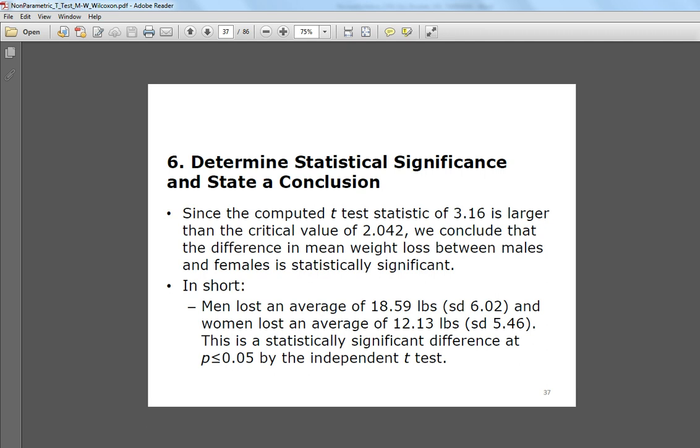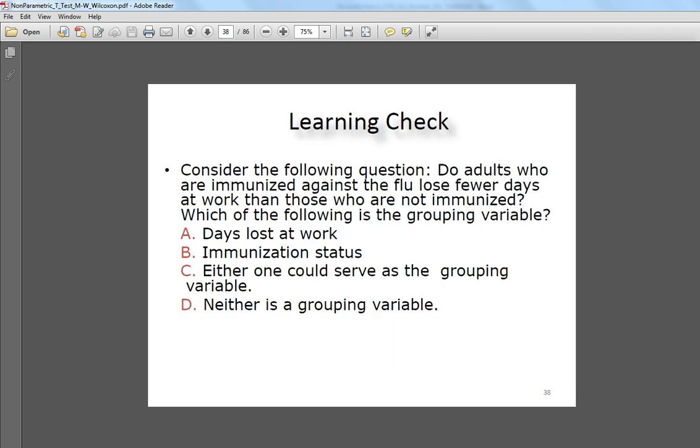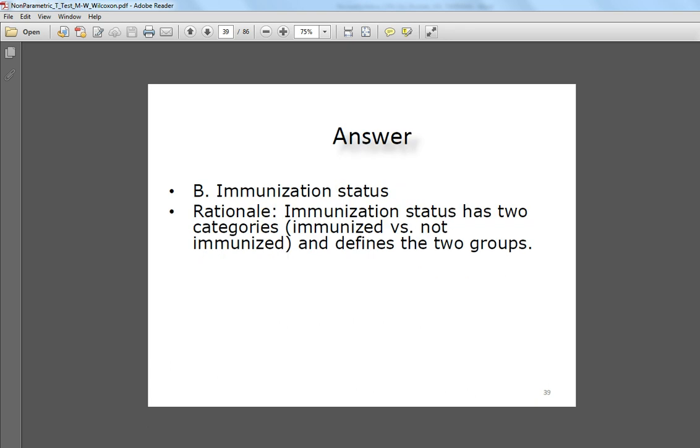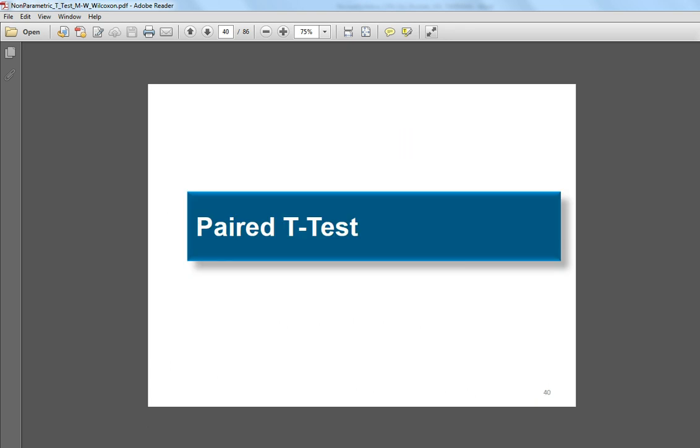In short, men lost an average of 18.59 pounds with a standard deviation of 6.02, and women lost an average of 12.13 pounds with a standard deviation of 5.46. And this is a statistically significant difference at a p level of 0.05 by the independent samples t-test. We're going to skip again the learning check, and we're just going to move on to the paired t-test.